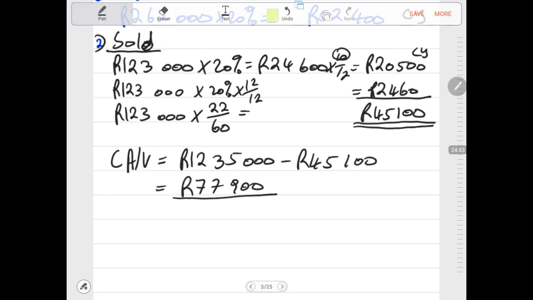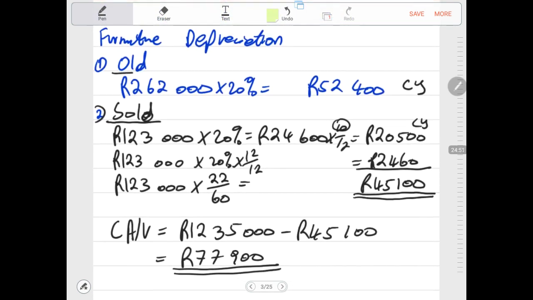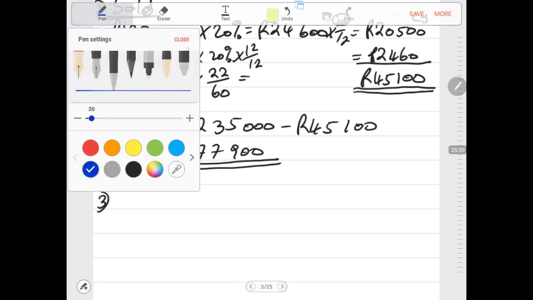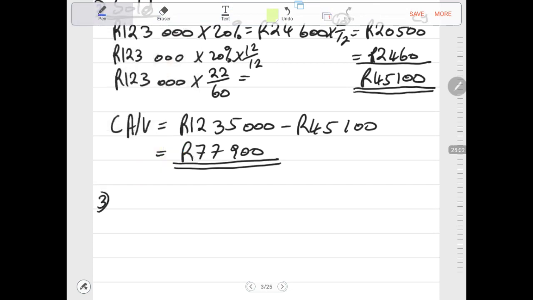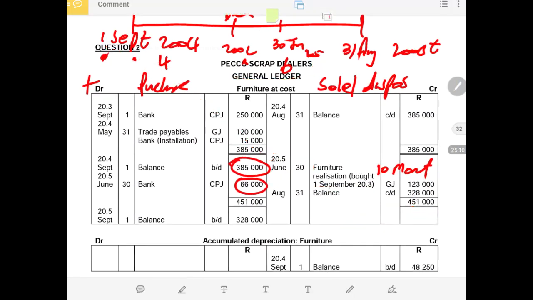Now this will be the carrying amount. We need this amount when we are doing the property, plant and equipment note. Now we have done two finishers: the old finisher and the sold finisher. Then we need to deal with the new finisher. The new finisher is the one that cost us 66,000 rands, the finisher that was bought during the current year. Let us go and look at that finisher.